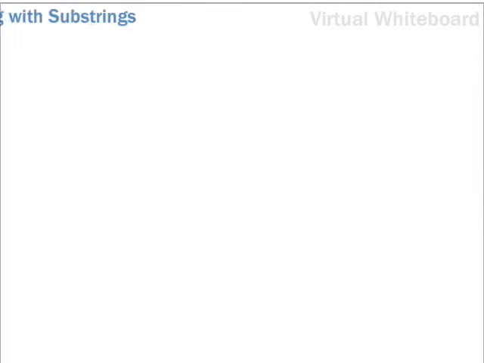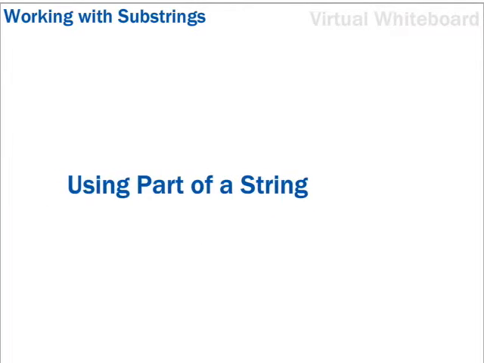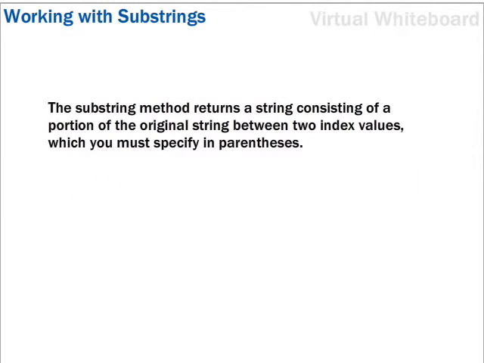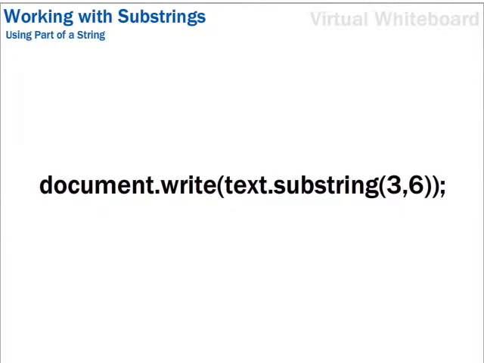So far, you've worked with entire strings. JavaScript also enables you to work with substrings or portions of a string. You can use the substring method to retrieve a portion of a string or the charAt method to get a single character. The substring method requires a string consisting of a portion of the original string between two index values, which you must specify in parentheses. For example, this statement displays the 4th through 6th characters of the text string.